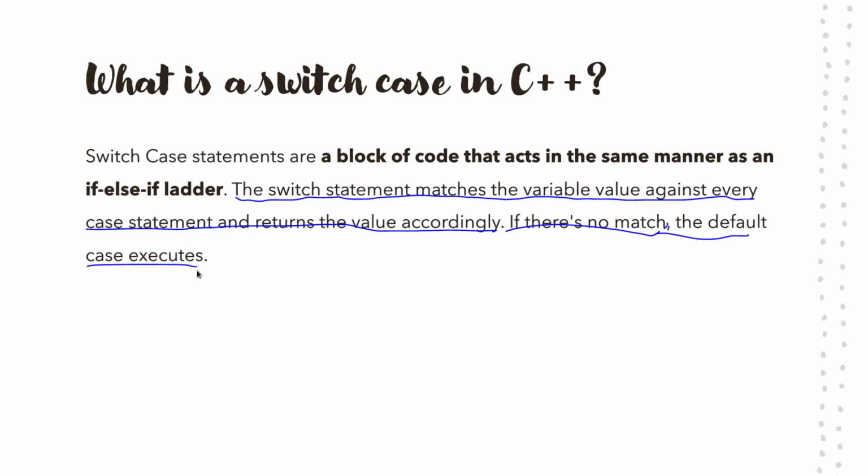So guys, let me give you a last brief run through this whole slide. Switch case is very similar to the if else ladder, or the if else block, because both are used to write conditional statements. The switch statement matches the variable value against every case statement. We pass a value in the case and it checks if that value is equal to the value of the variable. If yes, it executes the code inside that. And if none of the cases match, then the default case executes.